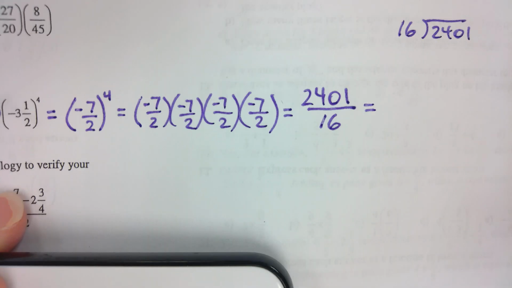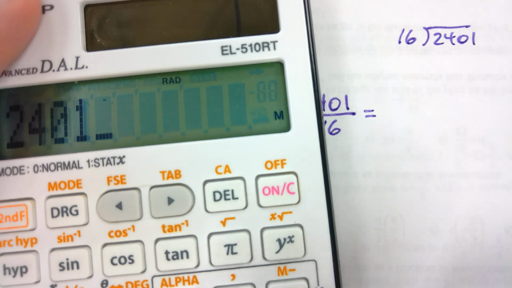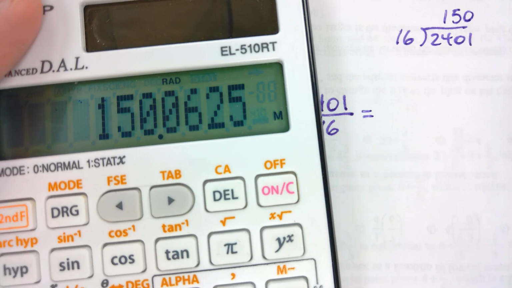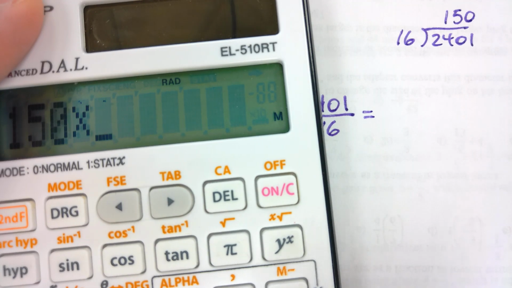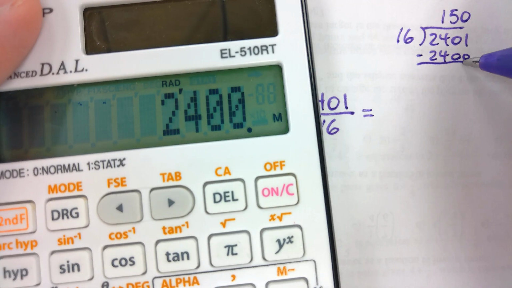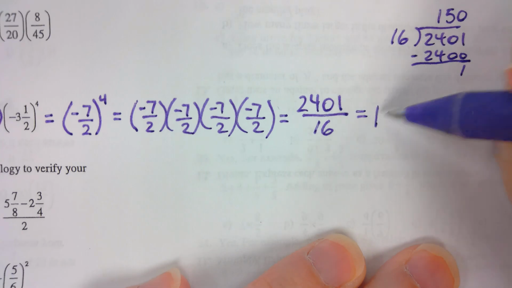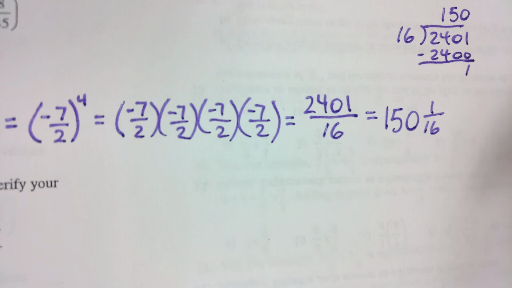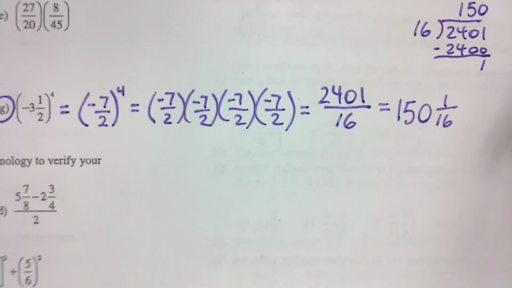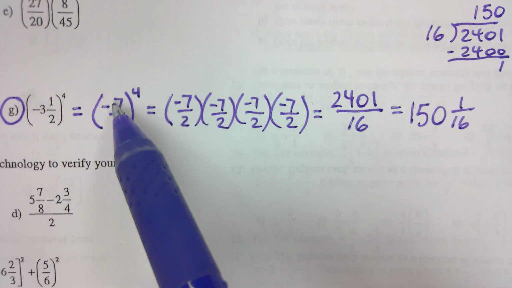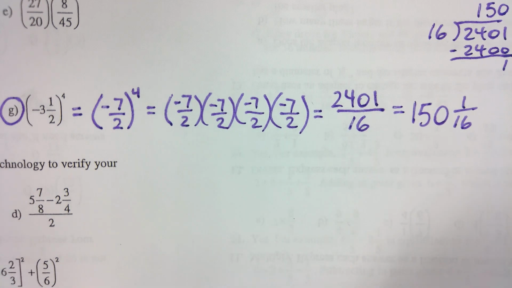2401 divided by 16, you get 150. It goes in 150 times. So 150 times 16, 2,400, with a remainder of 1. So your final answer here, 150 and 1/16. Okay. So the key to this example is, remember, your exponent applies to everything in the numerator and to the denominator.